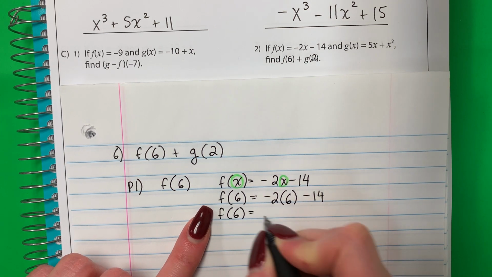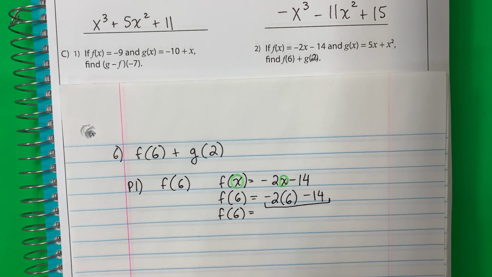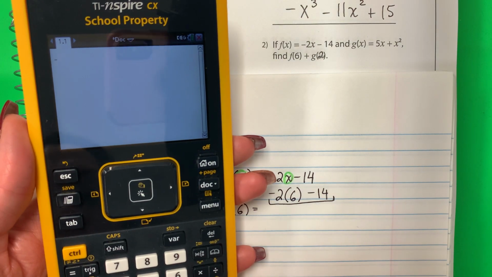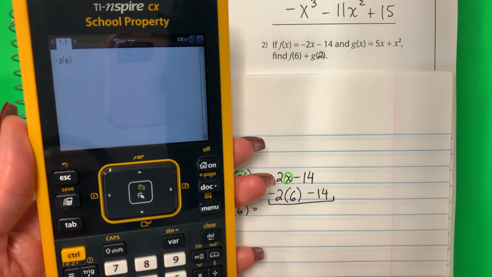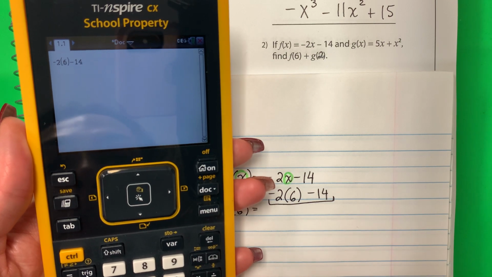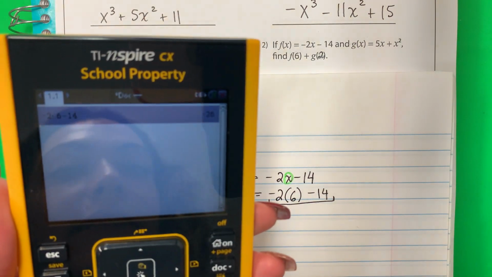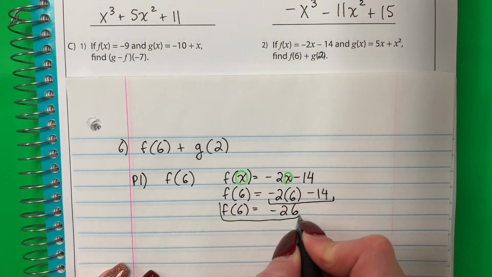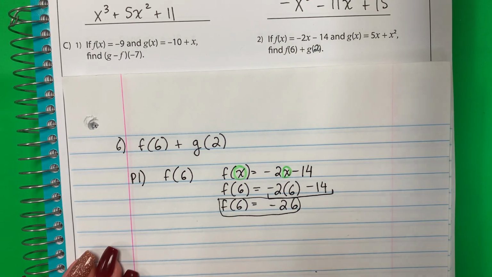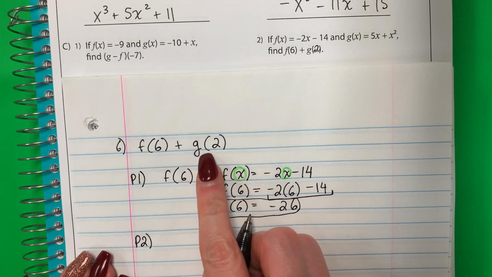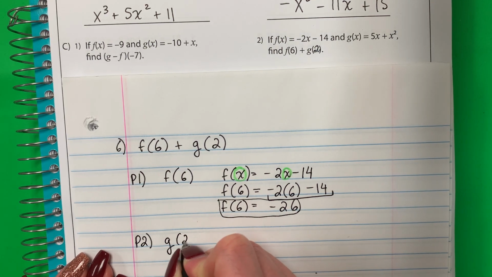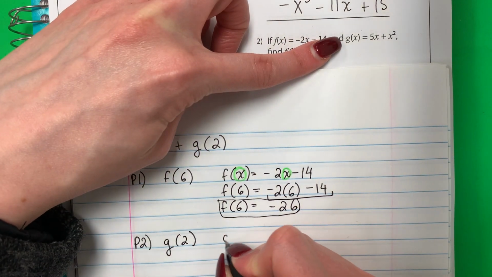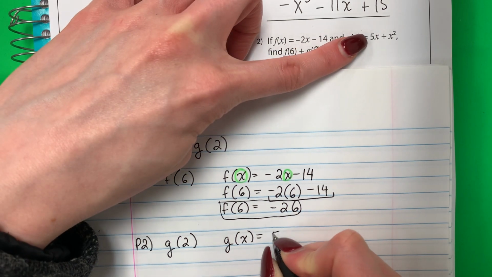Copy f of 6 equals, we will put that in the calculator. Vamos a poner en calculadora. Let's go ahead and do that. Negative 2, parenthesis 6, parenthesis minus 14. And I get negative 26, negativo 26. Okay. So that's part 1. Part 2. G of 2. Here's G. Copy it.